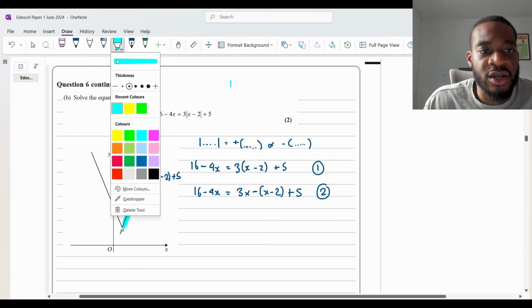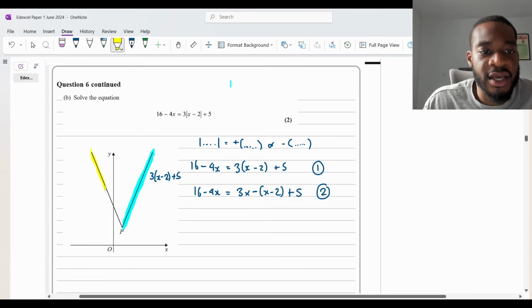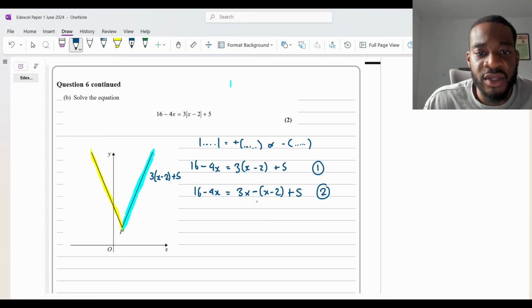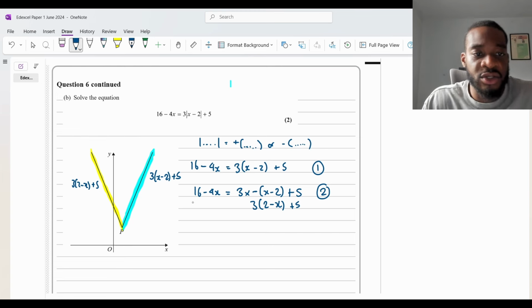And then this part in yellow is going to be the opposite. Now that minus on the outside, I can actually write as 2 minus x. It just looks a bit neater. So I'll write it like that instead. I'm going to write 3 bracket 2 minus x plus 5. It's the exact same thing as this. I've just expanded the minus just so it looks a bit neater.